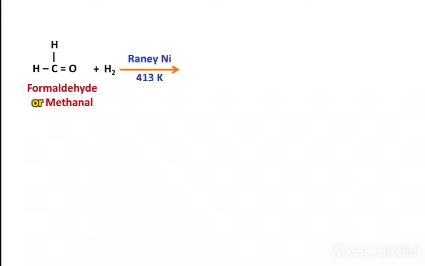Now if we take formaldehyde, or methanal, plus H2 in presence of nickel, it is the catalytic hydrogenation. Here, after reduction of this formaldehyde, we get the primary alcohol, and it is called methanol.